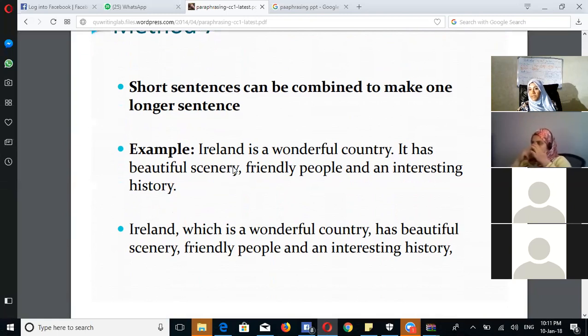Now, we start with the noun, the subject that we're talking about, or the topic or the main subject. The sentence is about Ireland, comma, and I used a relative pronoun here, which is which. Ireland, which is a wonderful country, has beautiful scenery, friendly people, and an interesting history.